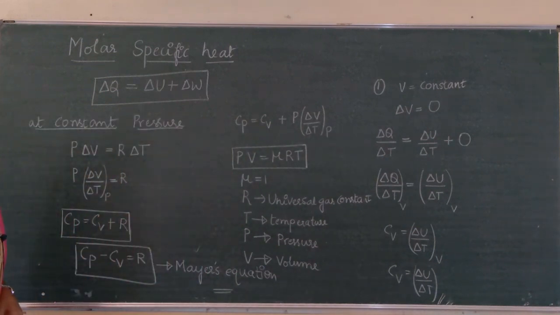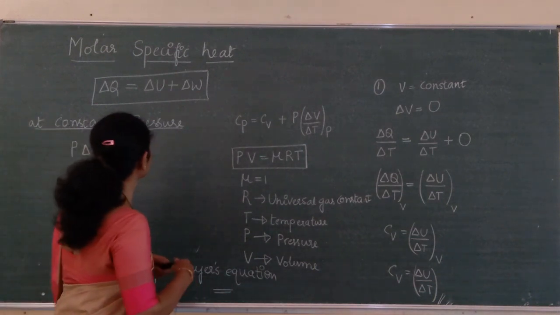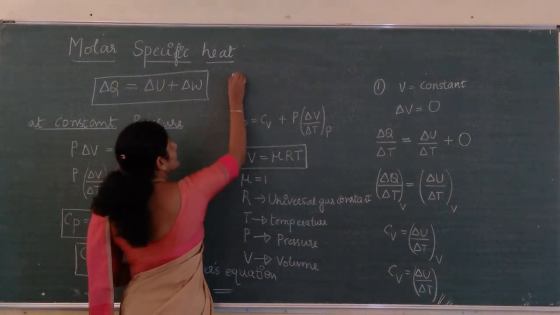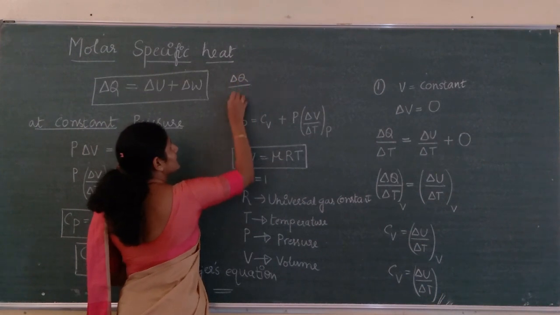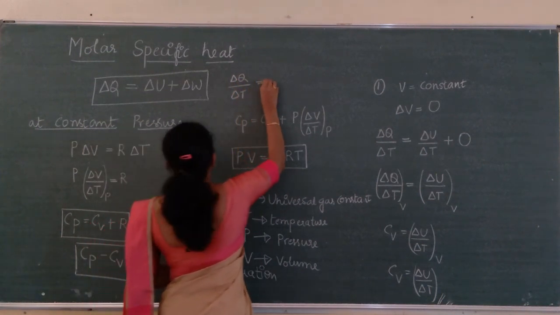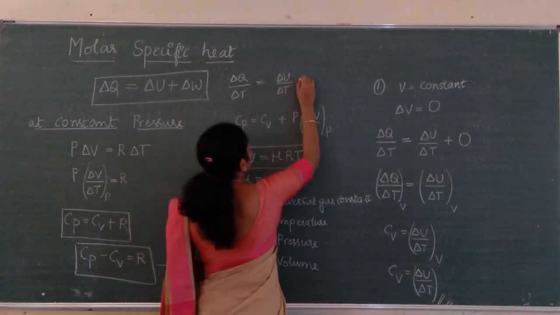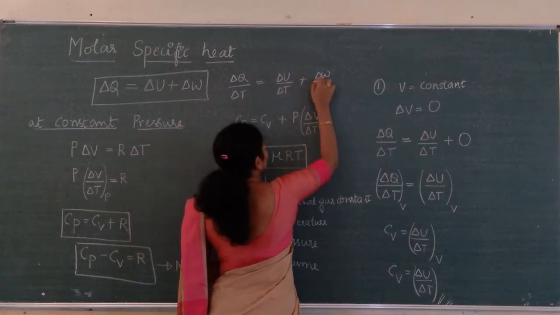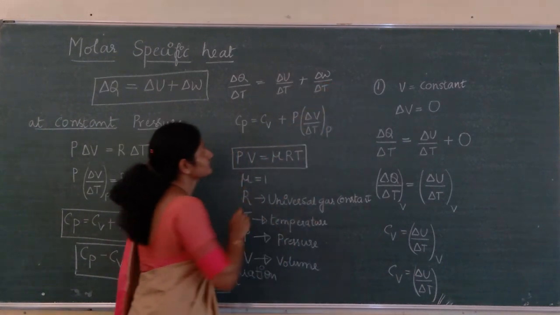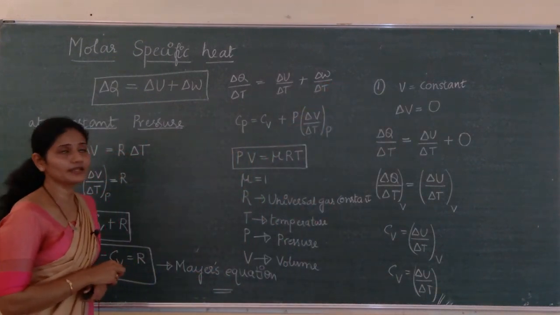Take down. Here you have to write delta Q by delta T is equal to delta U by delta T plus delta W by delta T, dividing both sides by delta T.